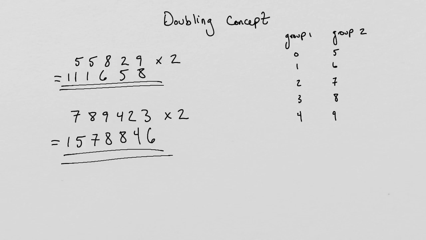And that's when we divide a number by 5, or divide a number by 50, or divide a number by 500, or divide a number by 25, or 250. I'll show you how we could use the doubling concept with division with those numbers.